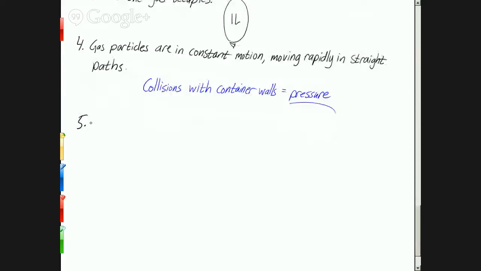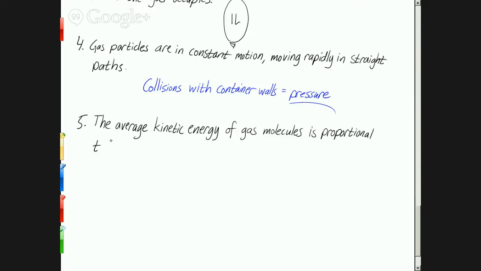And then the fifth one: the average kinetic energy of gas molecules is proportional, meaning it varies with the Kelvin temperature. So if something is always in motion, right, that means that your kinetic energy is that energy of motion. Kinetic energy can be described as how fast something is moving, multiplied with how big it is.